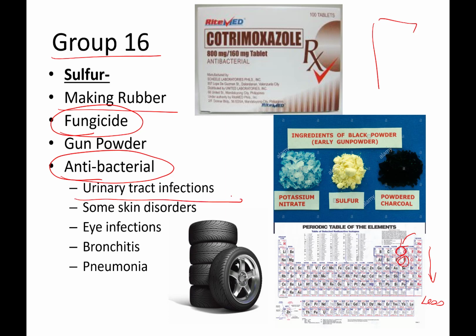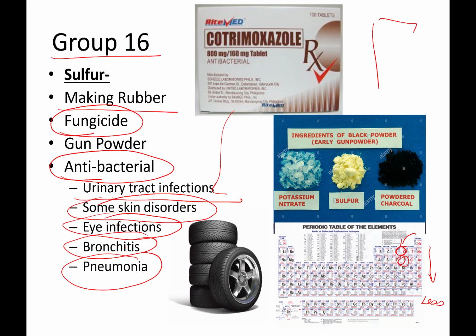Urinary tract infection. So this is an antibacterial that you want to put inside of your body. Some skin disorders, eye infections, bronchial infections, pneumonia. There's a whole class of drugs that are sulfa drugs, and these sulfa drugs are using sulfur for their antibacterial properties.